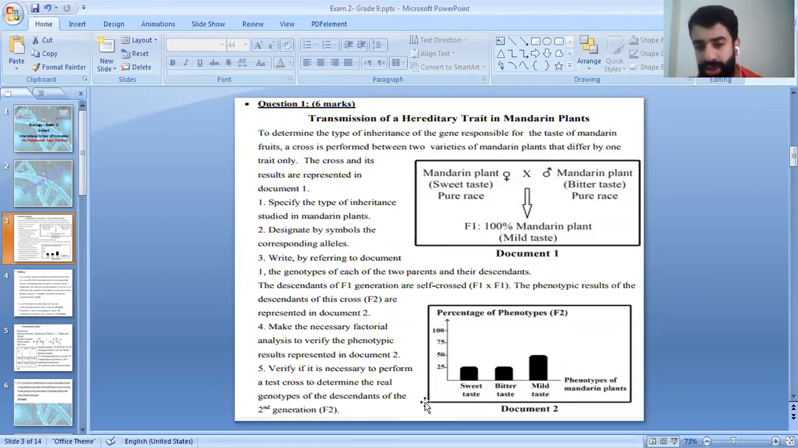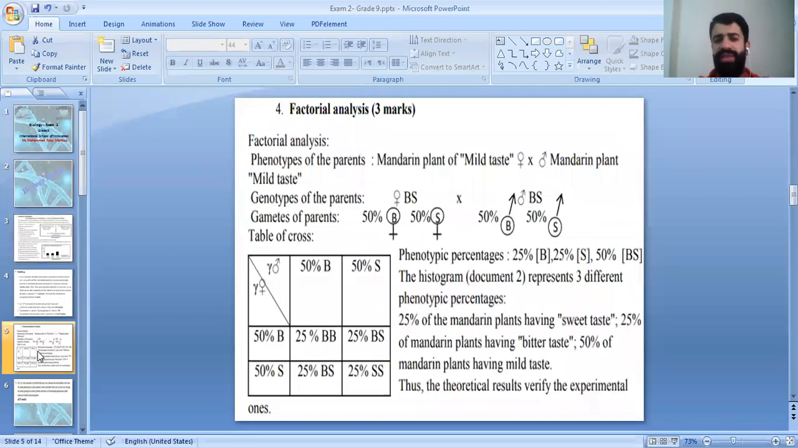Verify if it's necessary to perform a test cross to determine the real genotype of the descendants of the second generation. We don't have to do a test cross. Why? Because the parents are pure. This is the factorial analysis: BS crossed with BS, 50%, 50%.